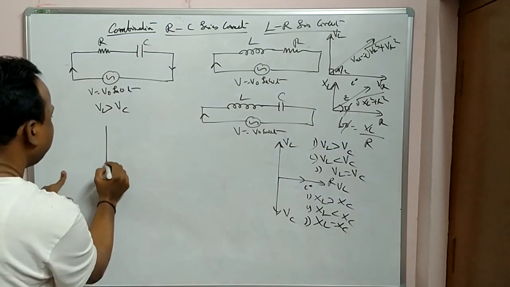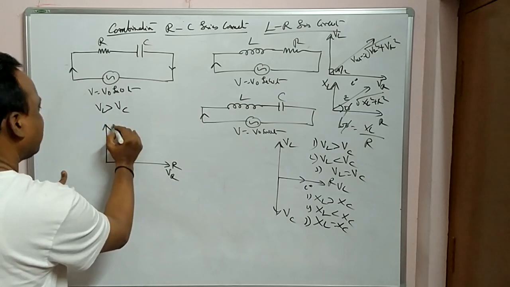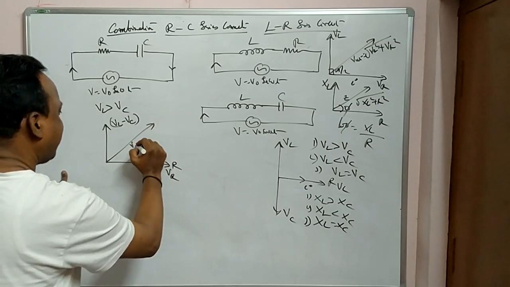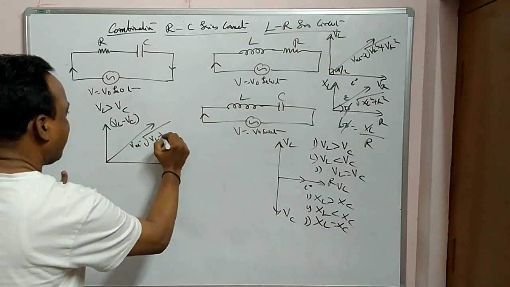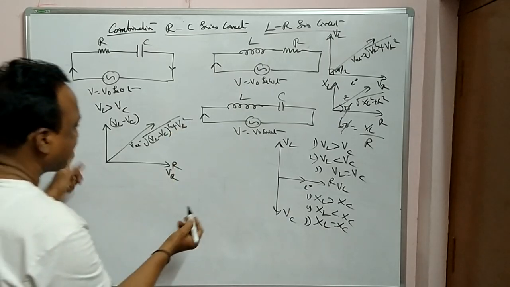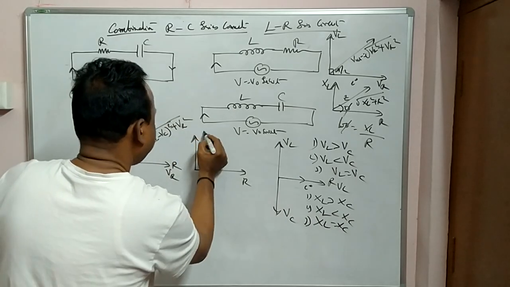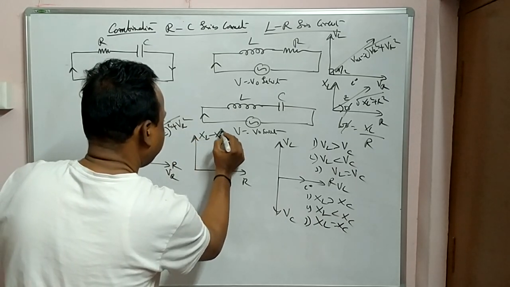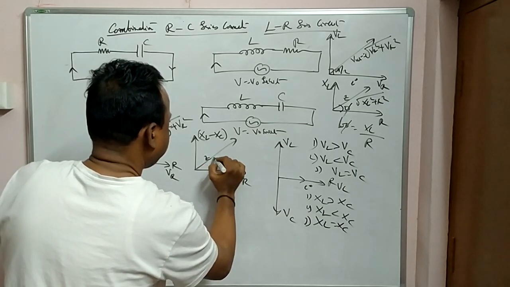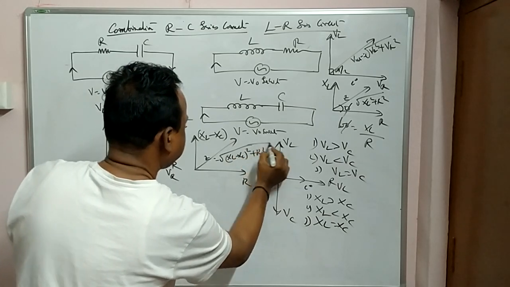Then what will it be? This is R or VR, and the resultant is on this side. So VL minus VC. And the net, this is V net, is root over VL minus VC whole square plus VR square. The same way, XL is greater, so XL minus XC. What will the net impedance be? Impedance is equal to root over XL minus XC whole square plus R square.